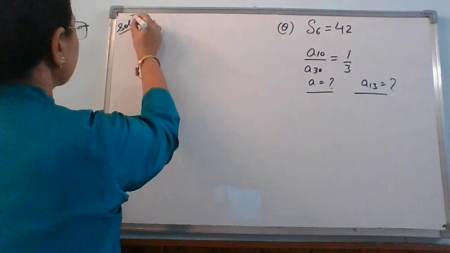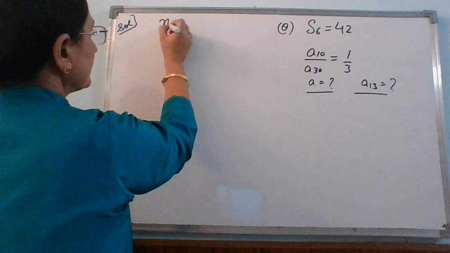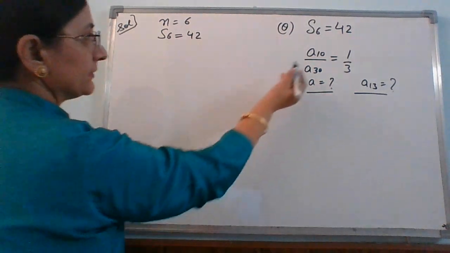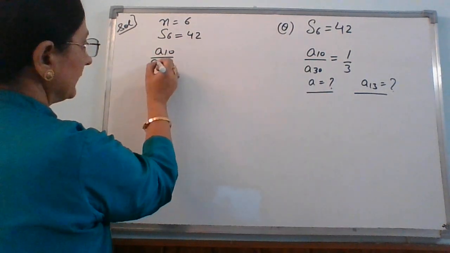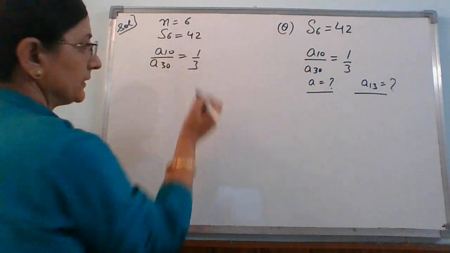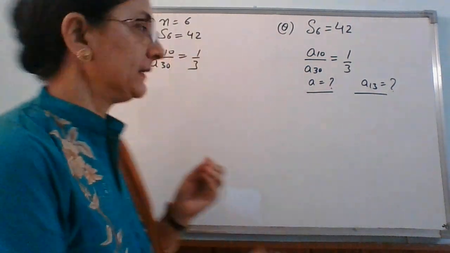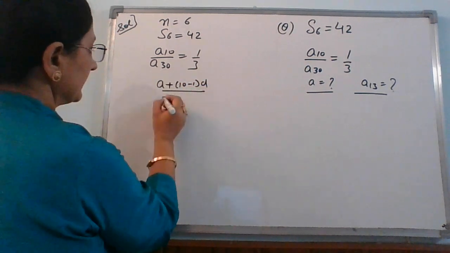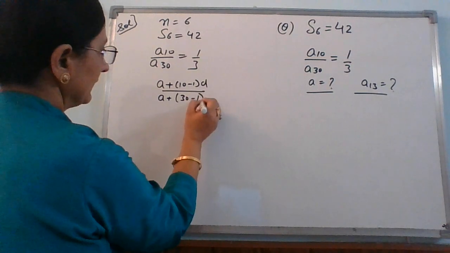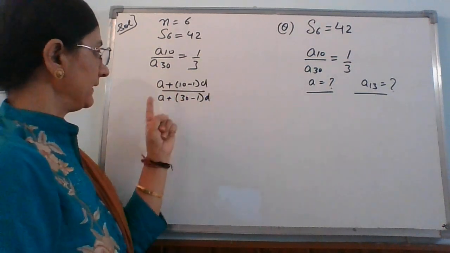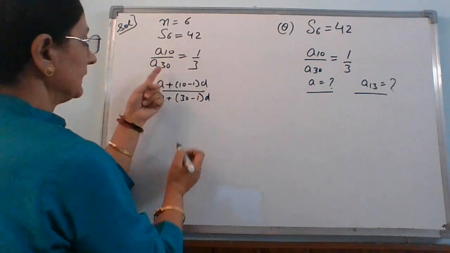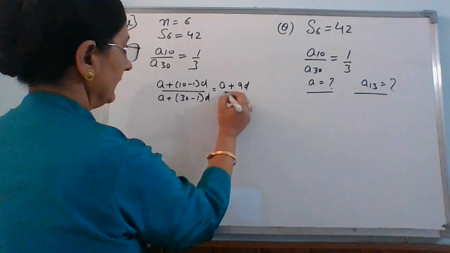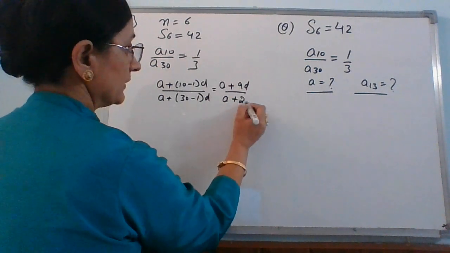Solution. S6, here n is 6, because S6 is given as 42. Now let us start with this ratio. A10 upon A30 is equal to 1:3. So let us write the formula for A10. A10 will be a plus (10 minus 1)d and A30 will be a plus (30 minus 1)d. You can directly write it as a plus 9d, a plus 29d. Whatever is the n, you just subtract 1. So here it becomes a plus 9d and a plus 29d.